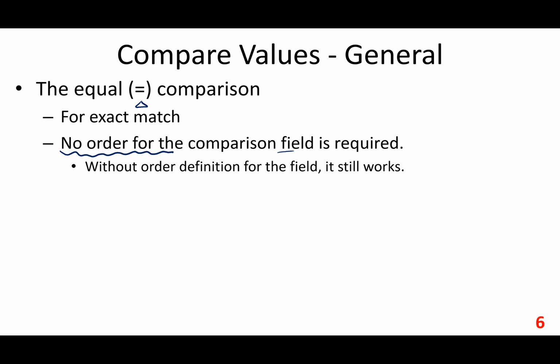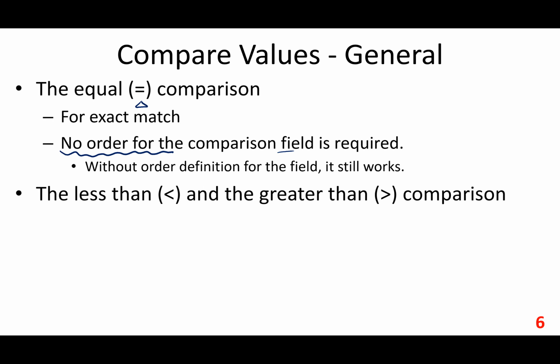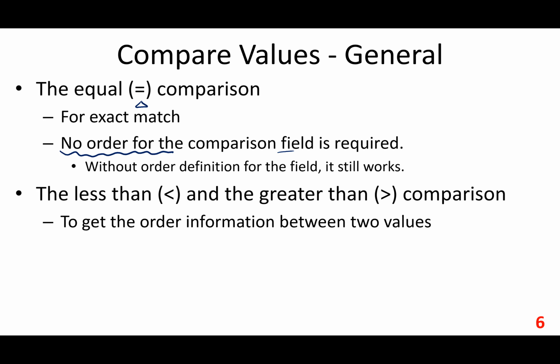Most of the time our data types have a natural order, but you need to allow that there are some very special data types with no order definition. For less than, greater than comparison, the order must be defined for that data type. This time, order is important.